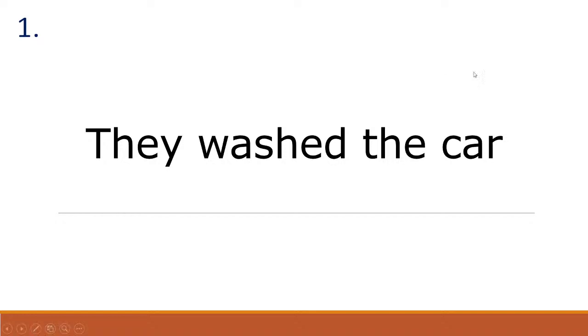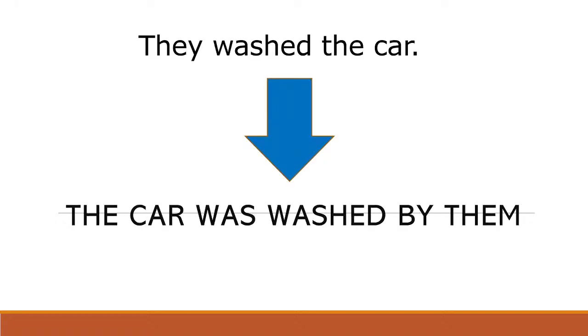So in this sentence, the car should be placed in the subject place, right? So the car will come here. What should be the answer? As the car is singular, so the car was. Why was? Because washed is in the past tense, so we should bring the auxiliary which belongs to the past, was or were. As the car is singular, we add the car was. So the car was washed by, then they will become them. The car was washed by them, right? This is the sentence.